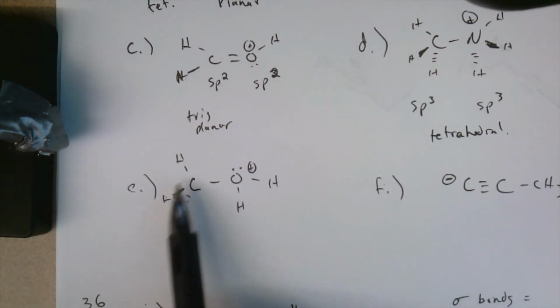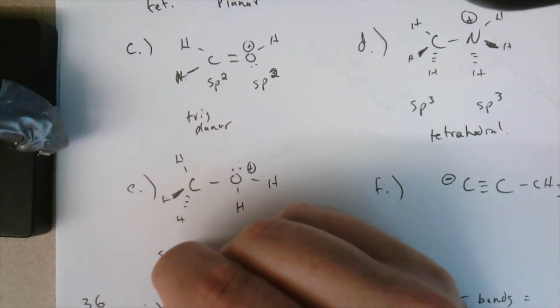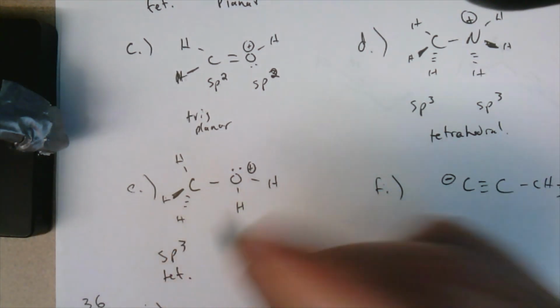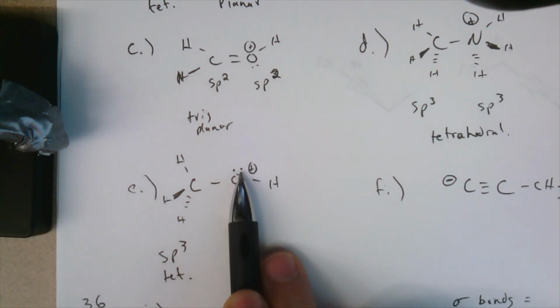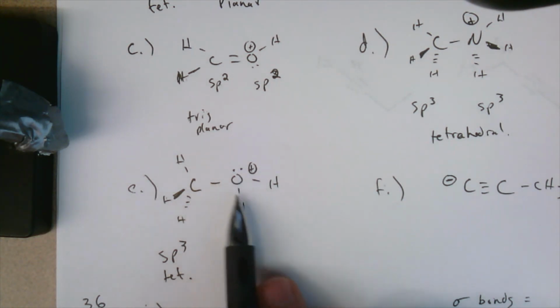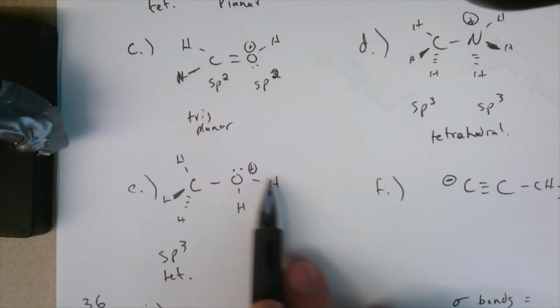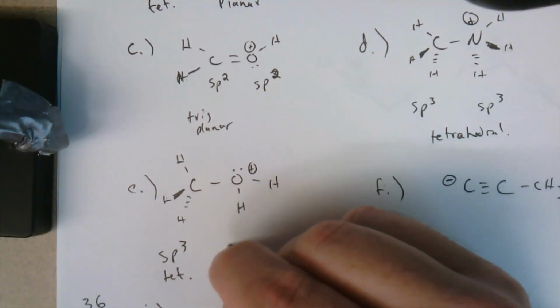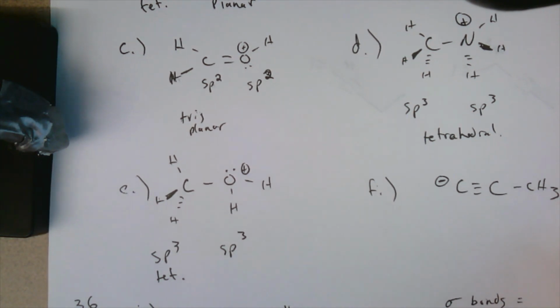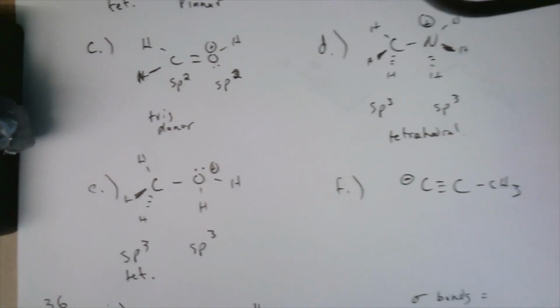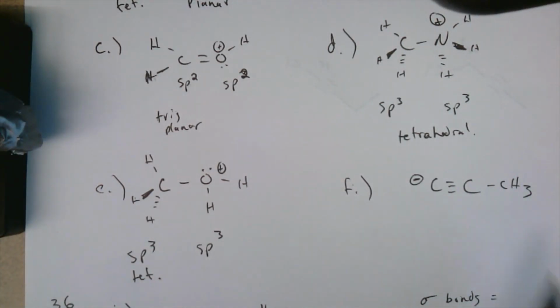Okay, then this one we have another sp3 tetrahedral carbon, and our oxygen in this case also has 4 different things attached to it, right? 1, 2, 3, and then 4 counting the lone pair. So this is also an sp3 tetrahedral oxygen. Remember we can have hybridizations for things that aren't carbons. It doesn't have to just be carbon.